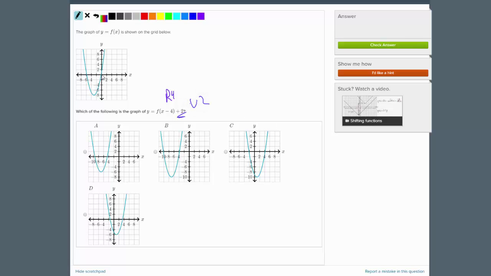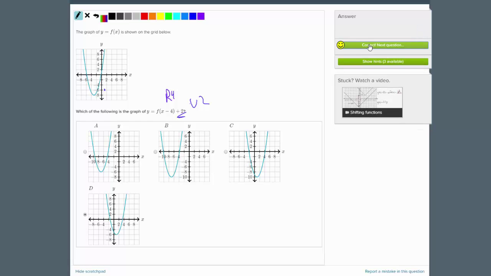So watch out, because look, each line is 2 now instead of 1. So right 4 would be 1, 2, 3, 4, up 2, 1, 2. So it should be right here is my vertex. So that looks like it's D. It's this one, right? So you got to watch out and be careful with that.